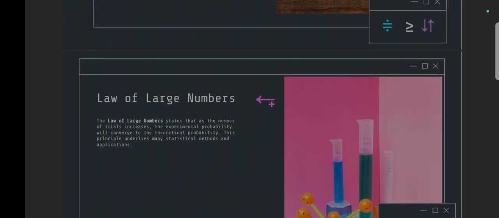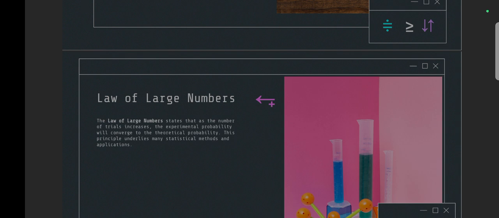Law of large numbers. The law of large numbers, LLN, is a fundamental theorem in probability theory that describes the result of performing the same experiment a large number of times. It states that as the number of trials of a random experiment increases, the sample average or sample mean of the results will converge to the expected value or population mean of the underlying probability distribution.